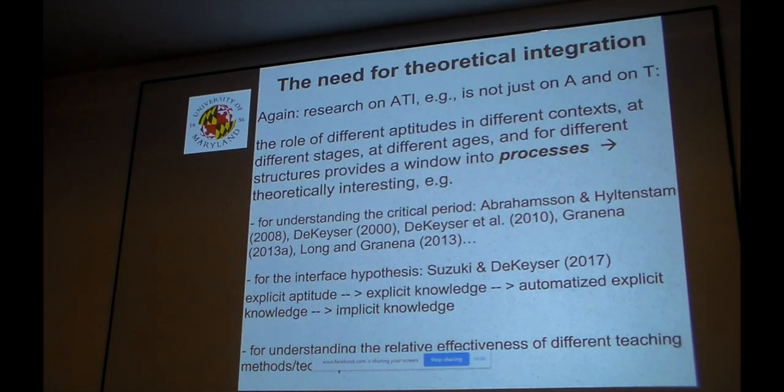This is also important for the interface hypothesis. What Yuichi presented earlier today was an example of that, showing that over a long period of time, explicit learning can lead to implicit knowledge, but it takes a very long time, and the pathway tends to be from explicit aptitude to explicit knowledge to implicit knowledge, rather than directly from implicit to implicit. It's also, of course, important for understanding the relative effectiveness of different teaching methods. That's the most obvious one.